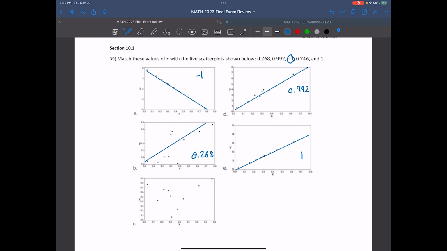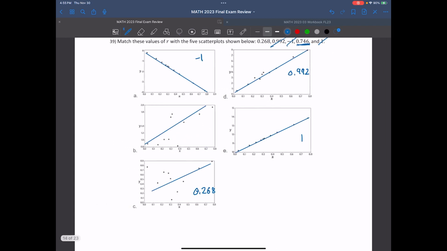Now that I look at my other options, this one feels really spread out. It even took me a sec to figure out what direction it is. Technically, if I look at my remaining two options, that's out, that's out, that's out. This one's closer to 1, so that one feels like it should go with B. So 0.26 should go with the C, and then this 0.746 is going to go with B.